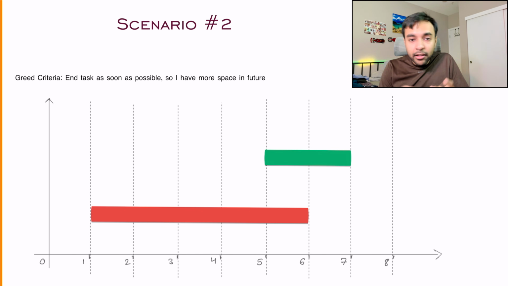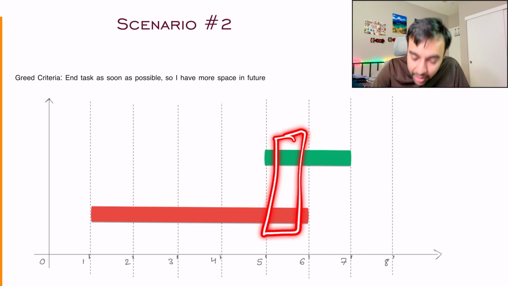I just said that we want to prioritize the tasks that are ending at the earliest. So take a look at this scenario now. Over here, I have 2 tasks available and you see an overlap in between.